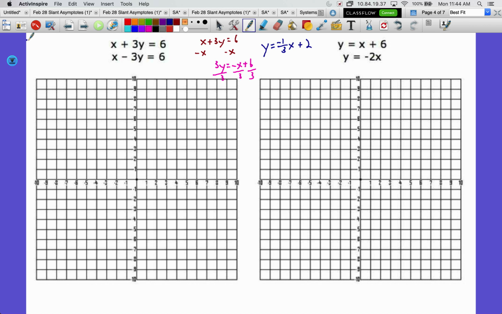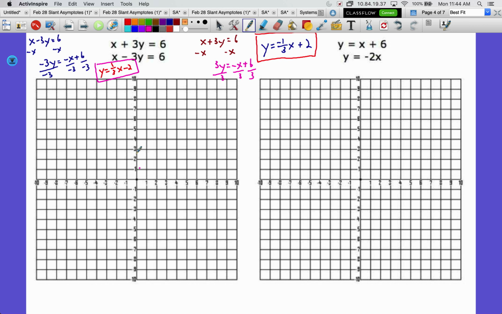Let's do the same for our second one. So x minus 3y equals 6. Let's subtract an x. Get negative 3y equals negative x plus 6. Divide everything by negative 3. And this time we get y equals 1/3 x minus 2. All right, so I'm going to be graphing this one and that one I just wrote.